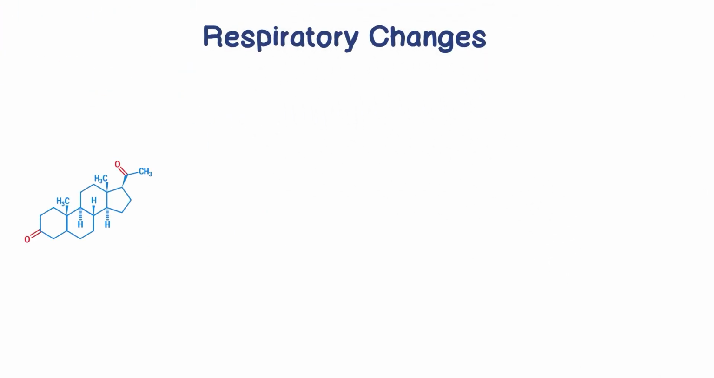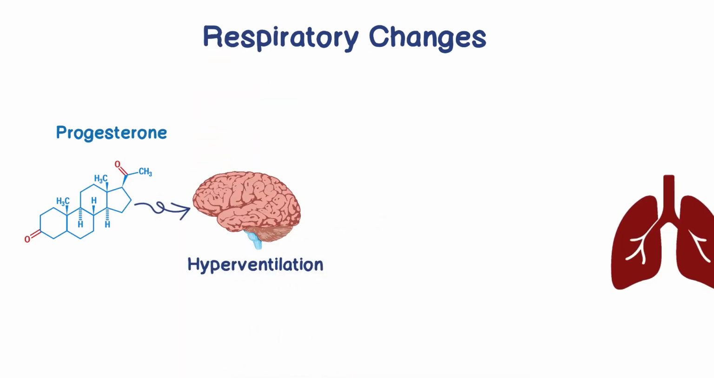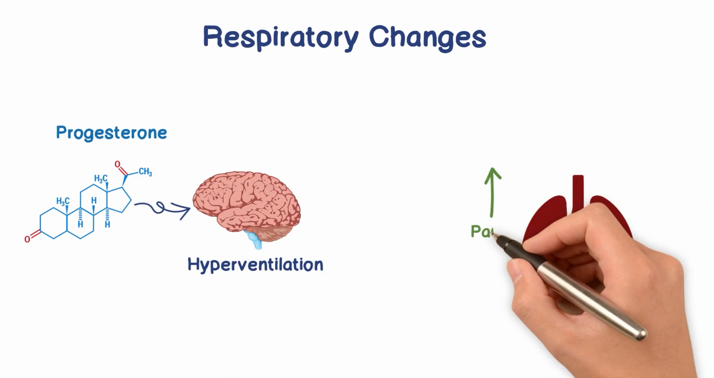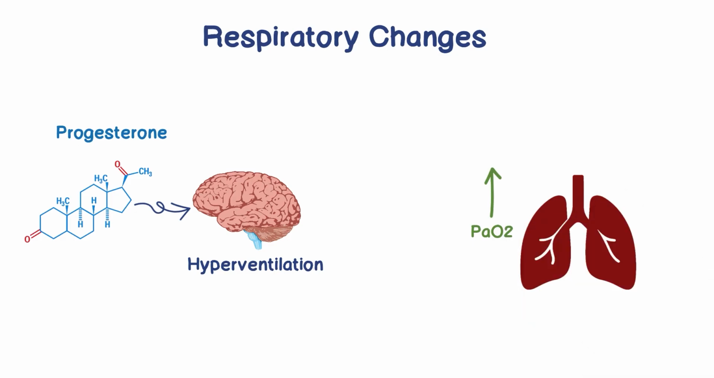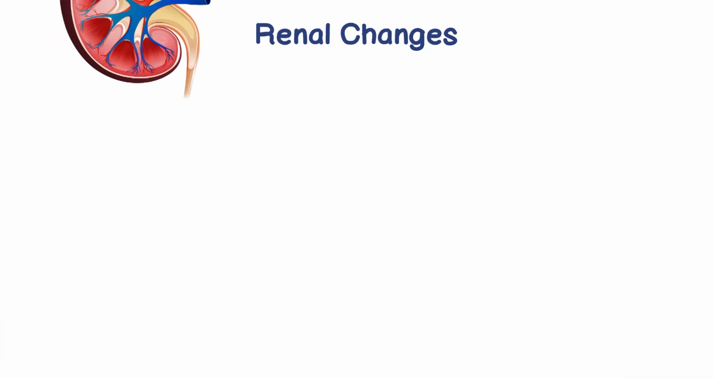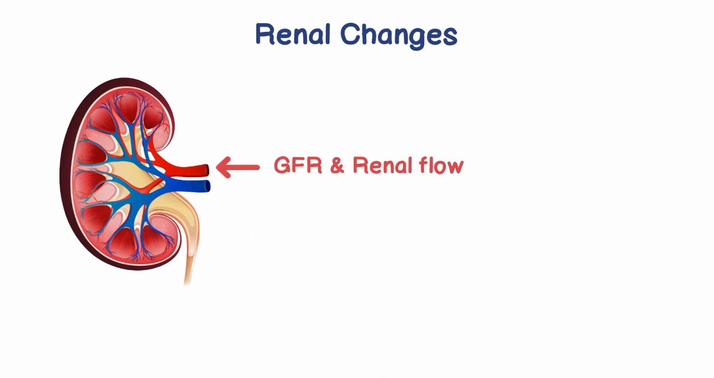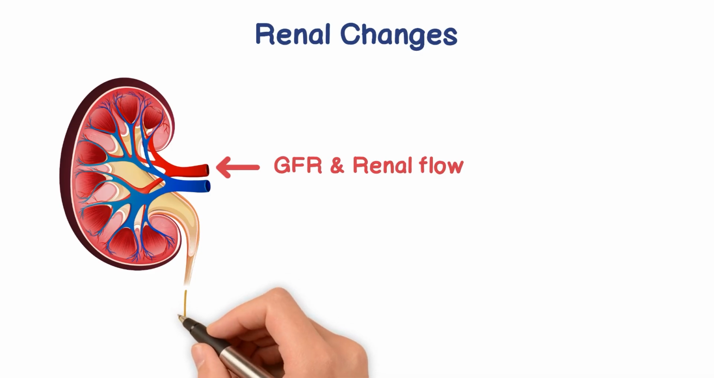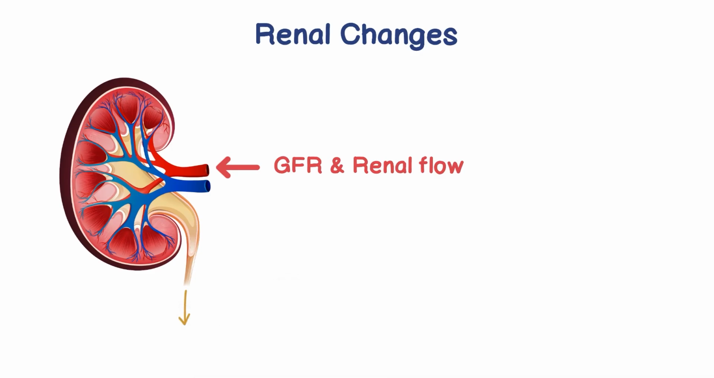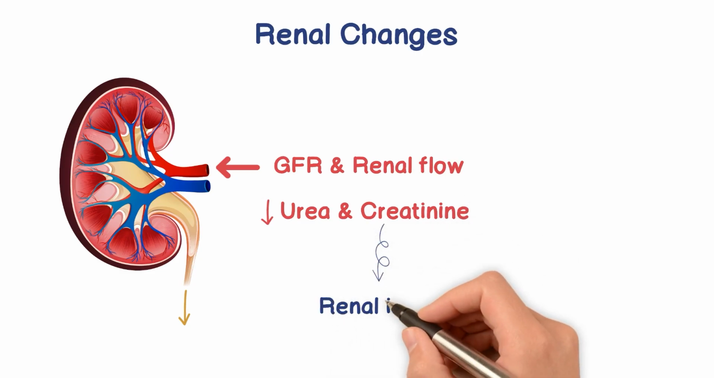Progesterone drives a normal physiologic hyperventilation. Oxygen demands increase, leading to higher PaO2, and given the hyperventilatory drive, PaCO2 levels will drop in pregnant women. Glomerular filtration rate and renal blood flow increase. Progesterone causes dilation and urinary stasis. This lowers urea and creatinine levels, so even small increases may indicate renal injury.